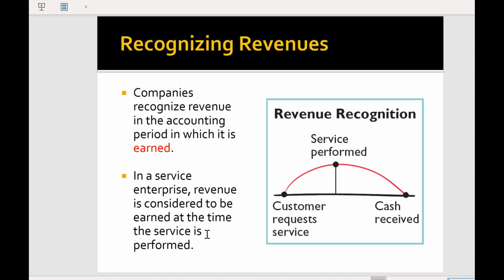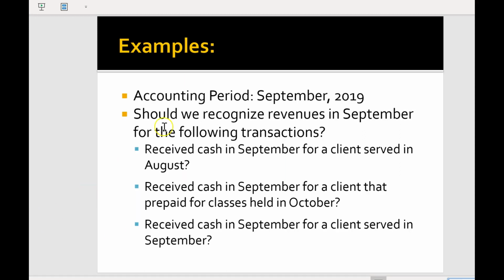So in our course, we are going to use guitar lessons, which is a service company. So we are only talking about service revenue. So here are some examples of revenue recognition. You can pause the video and ask yourself, so let's assume in the current accounting period, it is September 2019.